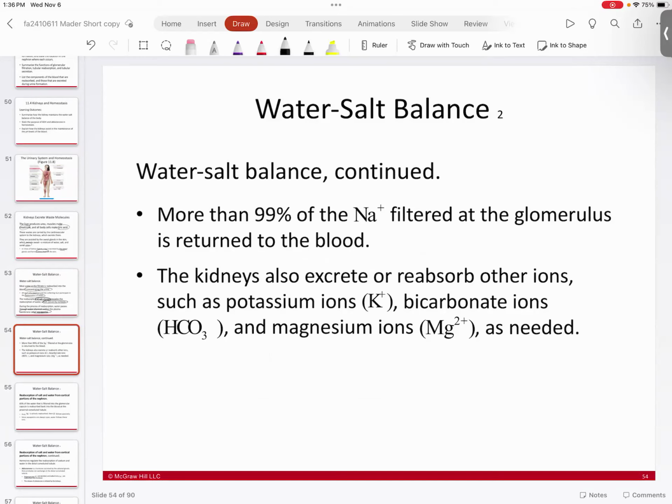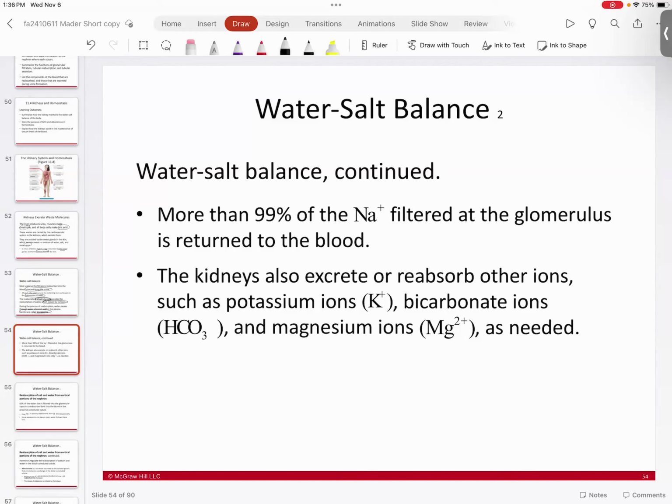So then when you take a look at the sodium ion, we said that about 99% of that is reabsorbed, right? So you reabsorb 99% of that that's filtered in the glomerulus. And so the kidneys will reclaim most of that sodium ion and thereby reclaim most of the water as well. So you can concentrate your urine considerably by using this technique.